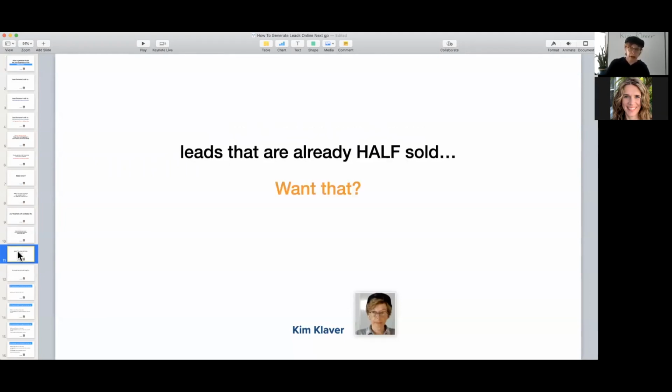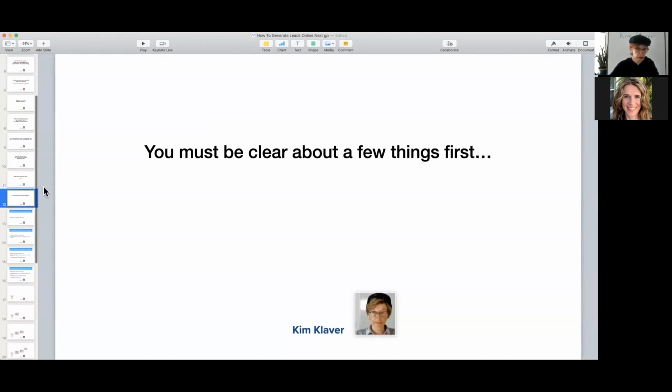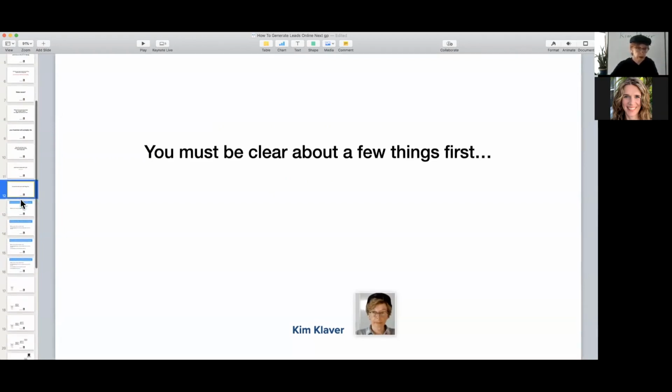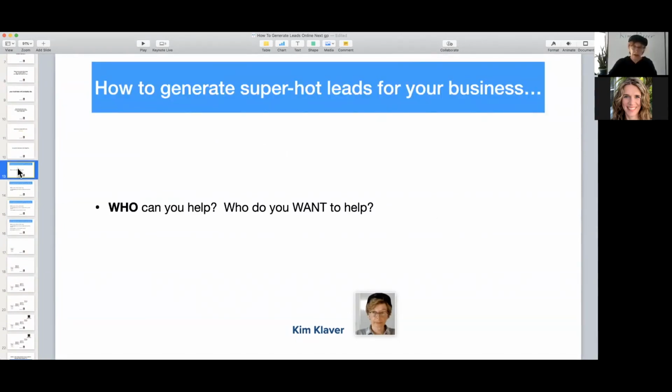So what you want are leads that are already kind of half sold so that you don't end up having to do all this crazy talking as fast as possible so you can sell them on what you've got. Okay, so if you want that, this is going to be what you want. You need to be clear about a couple things first here. This is where you need your pencil. Make sure you got your little pencil and your pad. You need to answer 5 questions. Okay, who can you help? And who do you want to help? Okay, that's the first question. Who can you help? And who do you want to help?